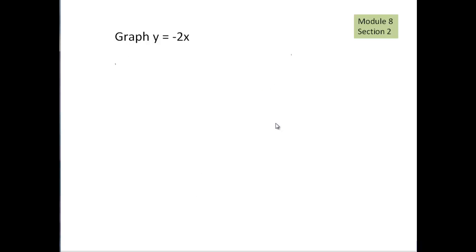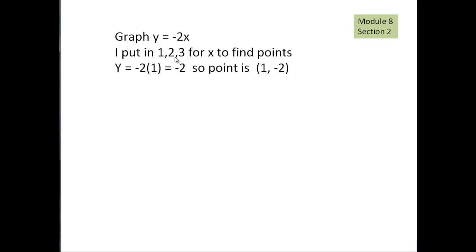Okay, suppose we're going to graph y equals negative 2x. I would do this by plotting points and then putting those on the graph. I usually pick 1, 2, 3 to plug in. So if I plug in 1, negative 2 times 1 is negative 2. So my point is: I plugged in 1 and I got negative 2 for my answer. I'm going to plug in 2. Negative 2 times 2 makes negative 4.